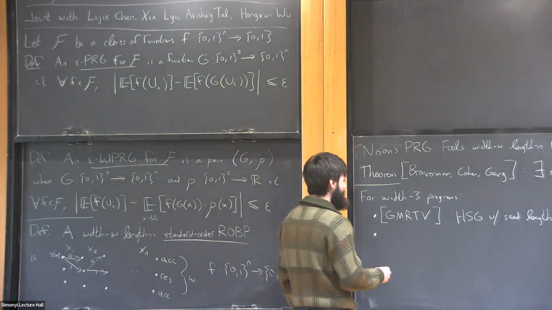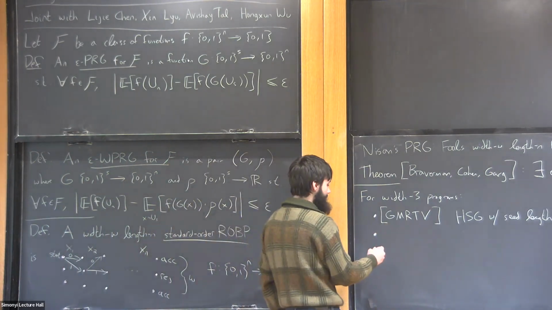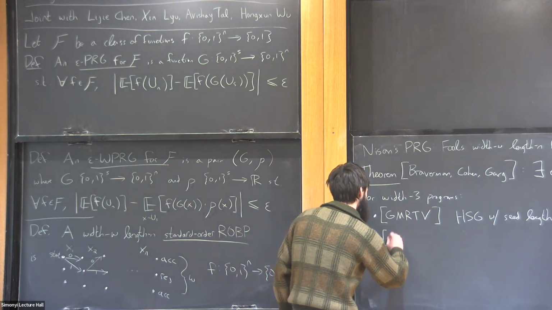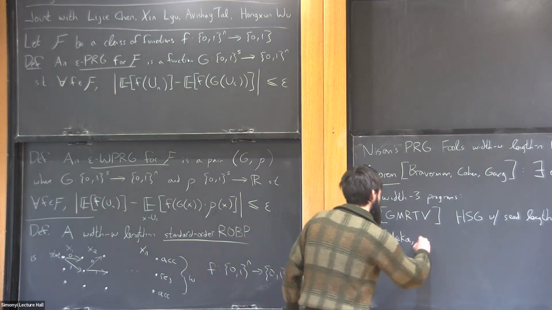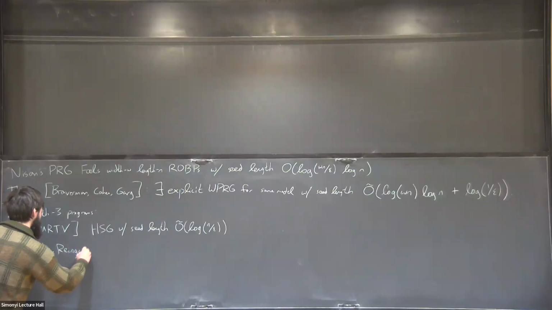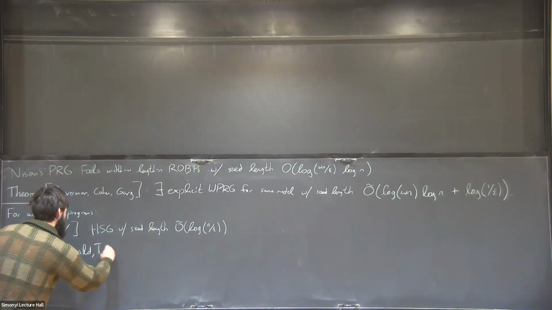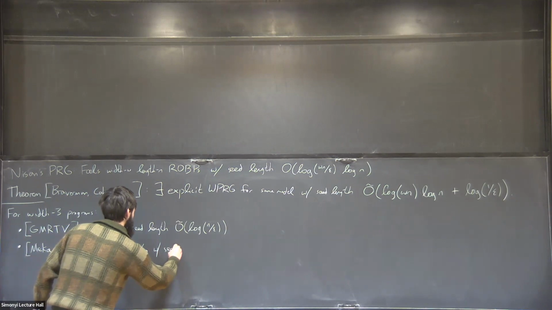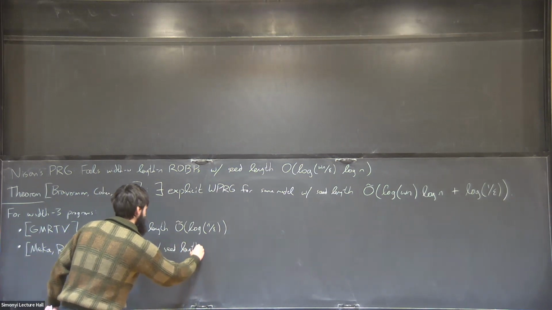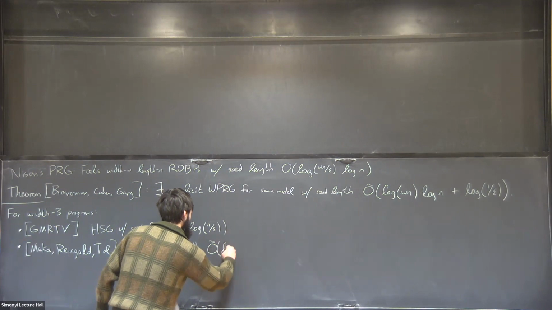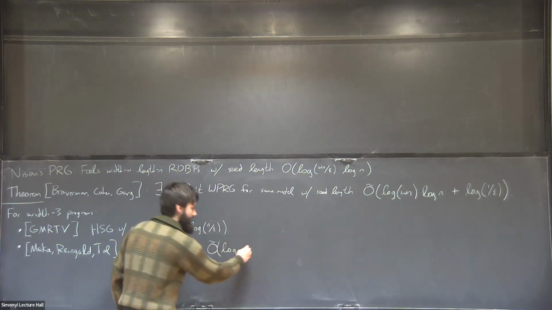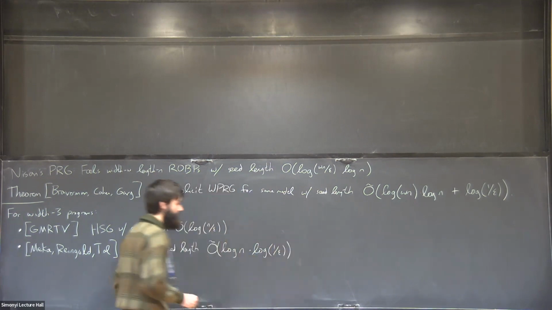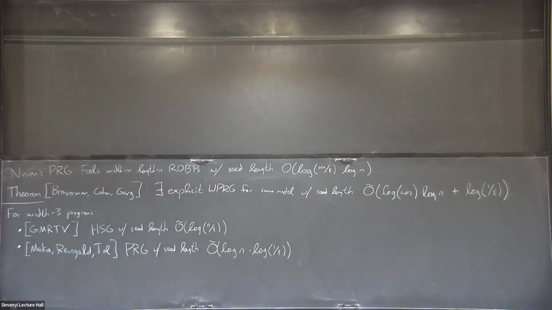Okay, so this was about a decade ago. And then just a few years ago, Meka, Reingold, and Tal gave a pseudorandom generator for this same model, with seed length still this nice log n, but now it's times log 1 over epsilon instead of plus. So good dependence on n, but not so great dependence on epsilon.